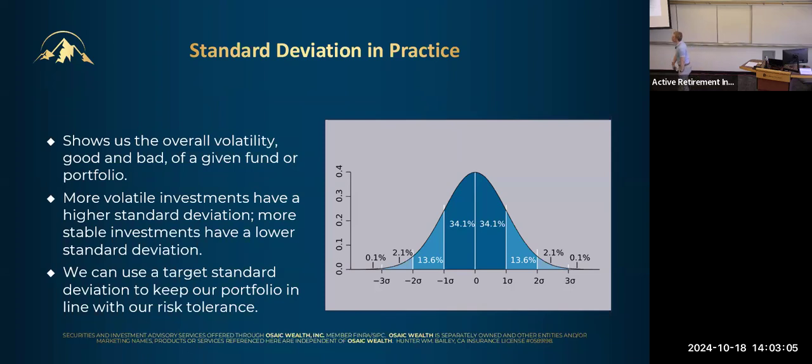Interesting. So standard deviation again shows us the overall volatility, good and bad, of a given fund or portfolio. More volatile investments have a higher standard deviation. More stable investments have a lower standard deviation. So we can use a target standard deviation to keep our portfolio in line with our risk tolerance, which will just end up being an average of the standard deviation of each position within it. That's why we might bias towards more cash investments, more of that SGOV fund, or any of those treasury bills to bring the standard deviation down. We might still have growth assets with much higher standard deviations, but they get averaged out to a level that is within our tolerances.